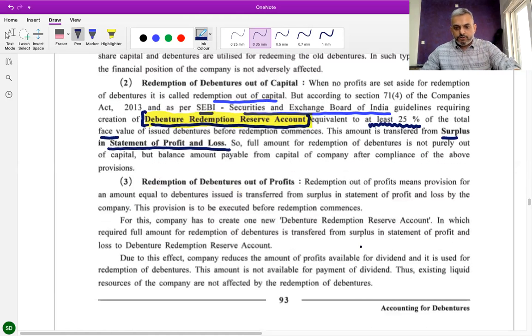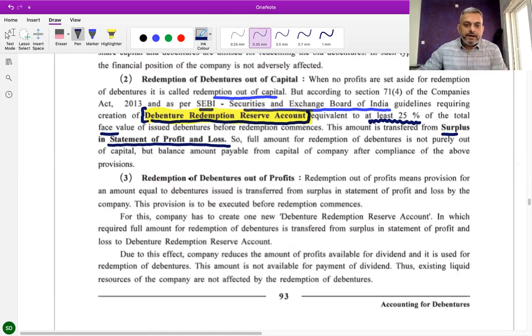Now, coming to the third one, redemption of debentures out of profits. Redemption out of profit means a provision for an amount equal to the debentures issued is transferred from surplus in the statement of profit and loss by the company. This provision is to be executed before redemption commences.